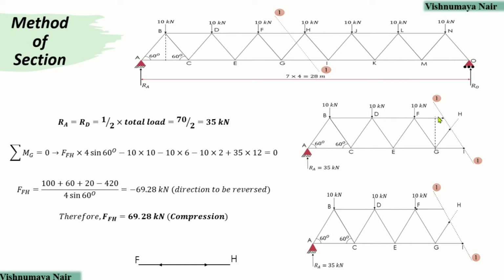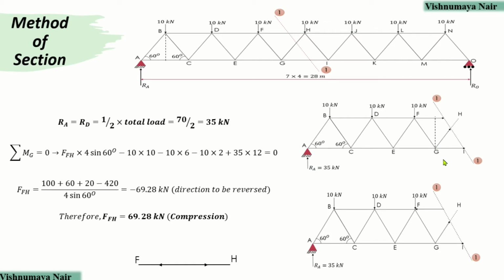Force in the member FH will be FFH. Force in the member GH will be FGH, whereas the force in the member GI will be FGI. Let's initially assume the directions of FFH, FGH and FGI as going away from the joints like this.